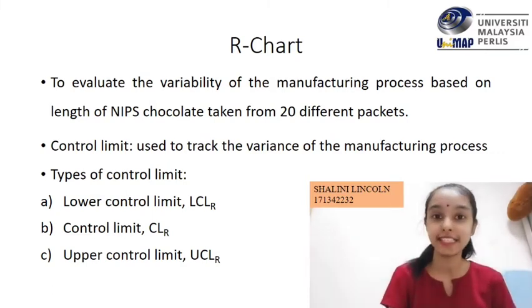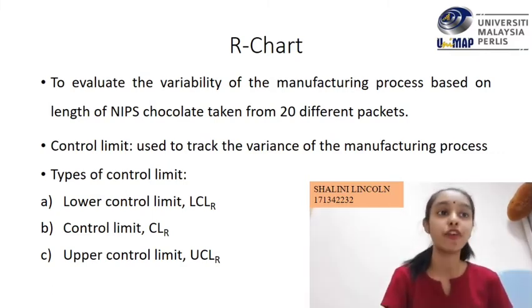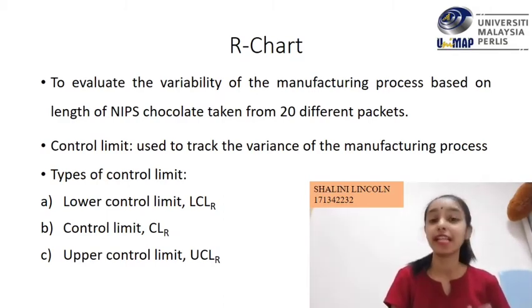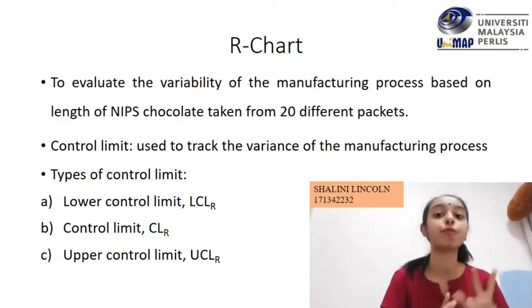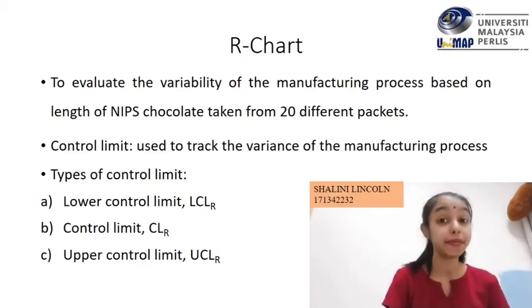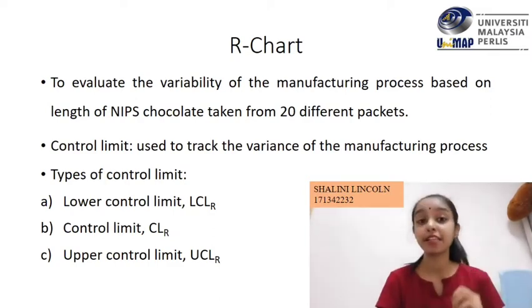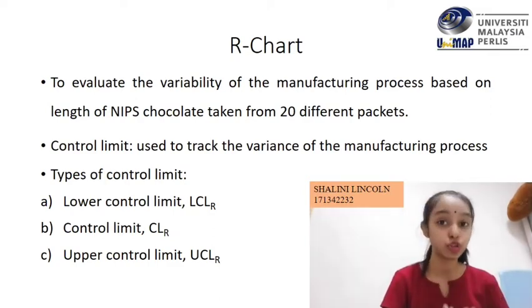In this analysis, the R chart is used to evaluate the variability of the manufacturing process based on the length of NIPS chocolate taken from 20 different packets. Basically, the control limit will be used to track the variance of the manufacturing process. There are 3 types of control limit, which is the upper control limit, and lower control limit.